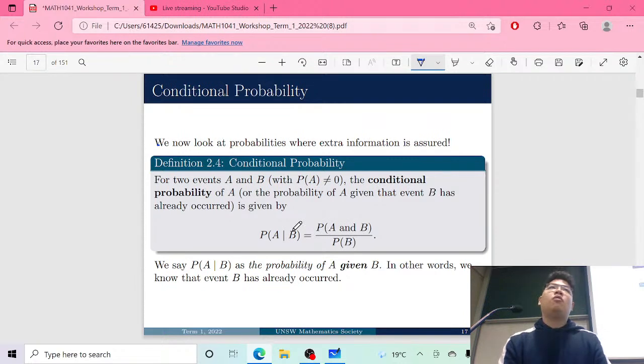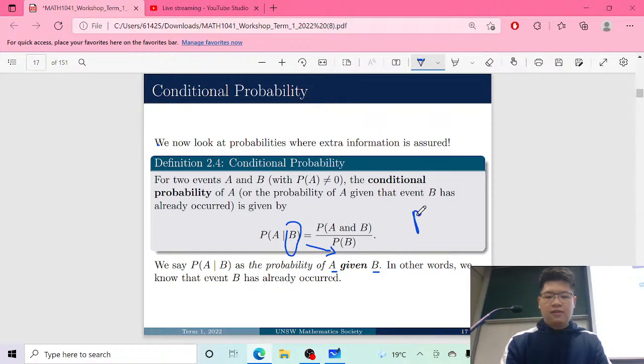I think when I was learning about these concepts, I was pretty confused about which one goes where. One thing to remember is that the second term always goes on the bottom, okay? Just always remember that. Whatever is given, so if it's A given B, then B is always going to be the one at the bottom here. And the top part is always going to be the AND. That's how I remember it.